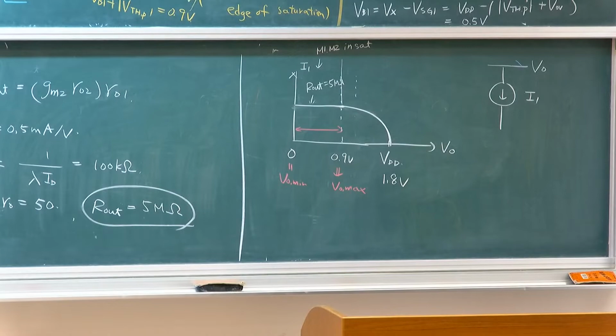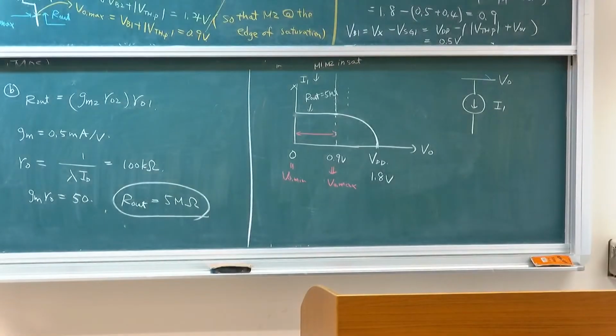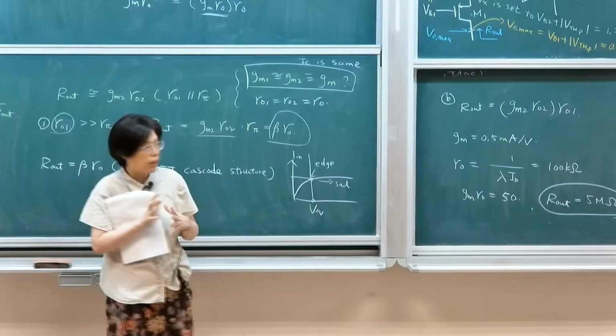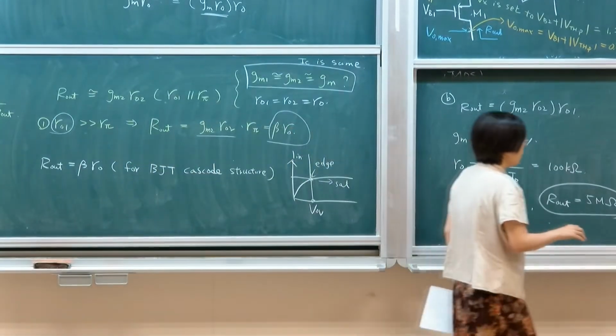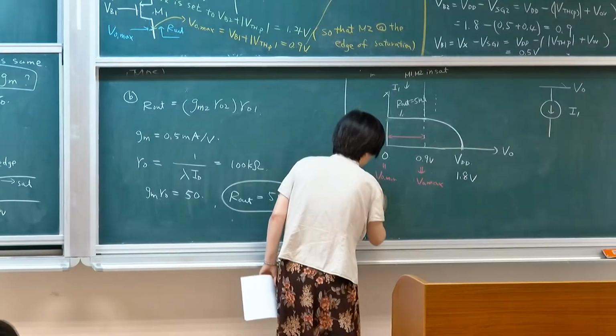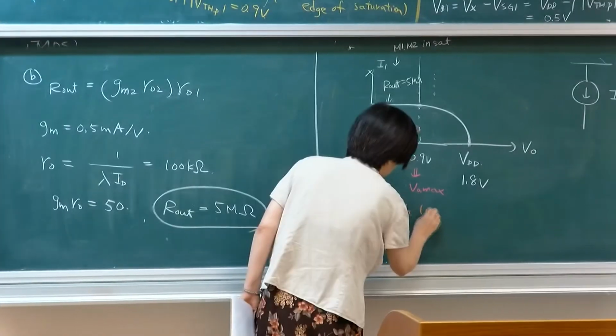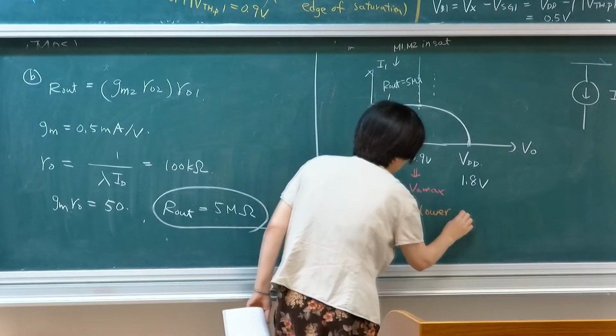So I want to emphasize once again the benefit of having a cascode is to have high output resistance. But the main trade-off is that it will lead to much lower operation range.